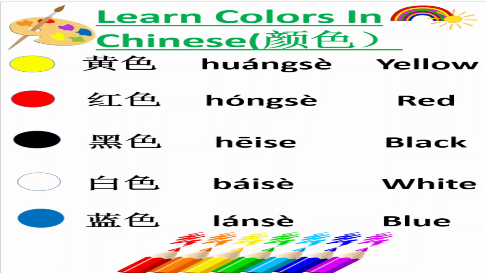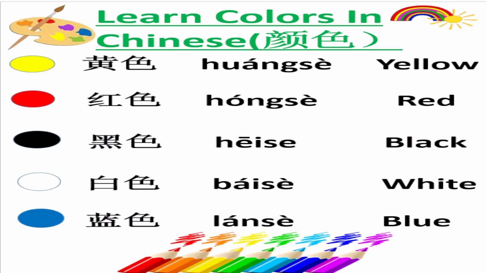Today we are going to learn colors in Chinese. Let's start with some basic colors and their pronunciation. Number 1. Yellow. Yellow is huang ce. Huang ce.